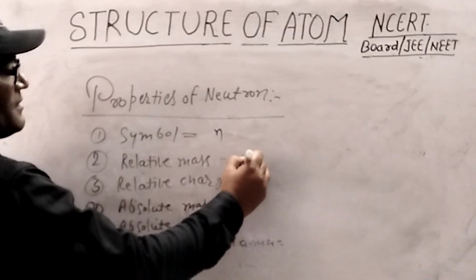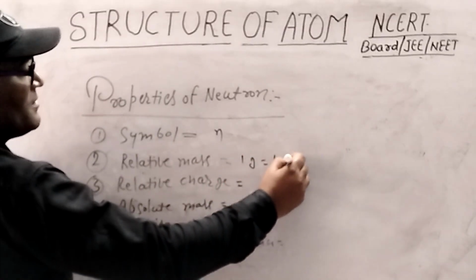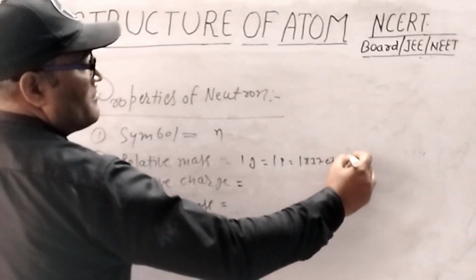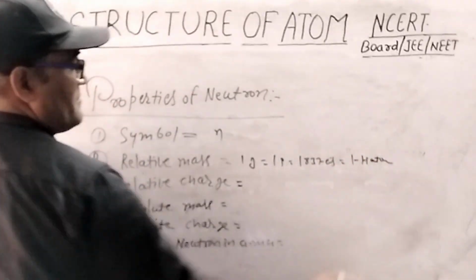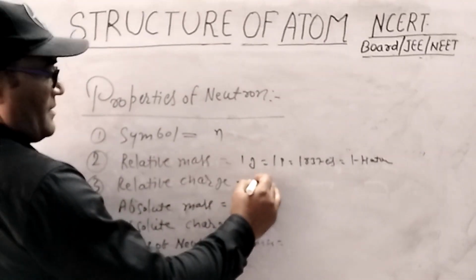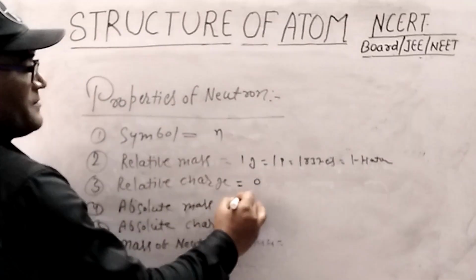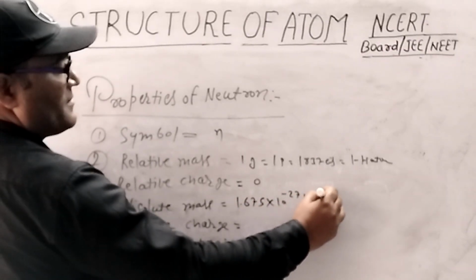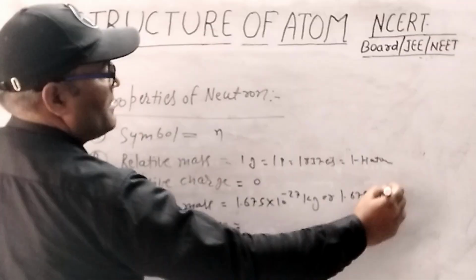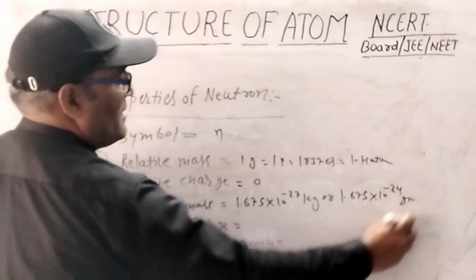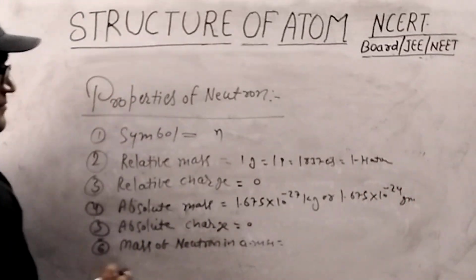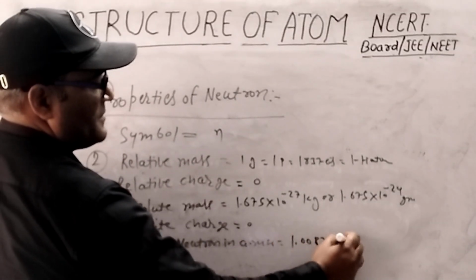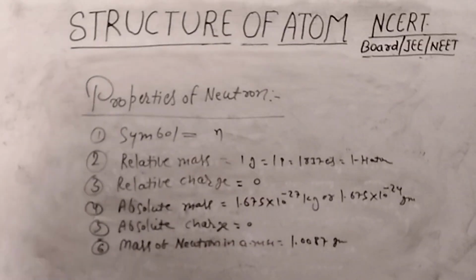Relative mass of neutron: 1 gram is equal to 1 proton is equal to 1837 electrons is equal to mass of 1 H atom. Now relative charge is 0. Now absolute mass is 1.675 into 10 to the power minus 27 kg or 1.675 into 10 to the power minus 24 gram. Now absolute charge is also 0. Then mass of neutron in AMU, 1.0087. You can take a screenshot.